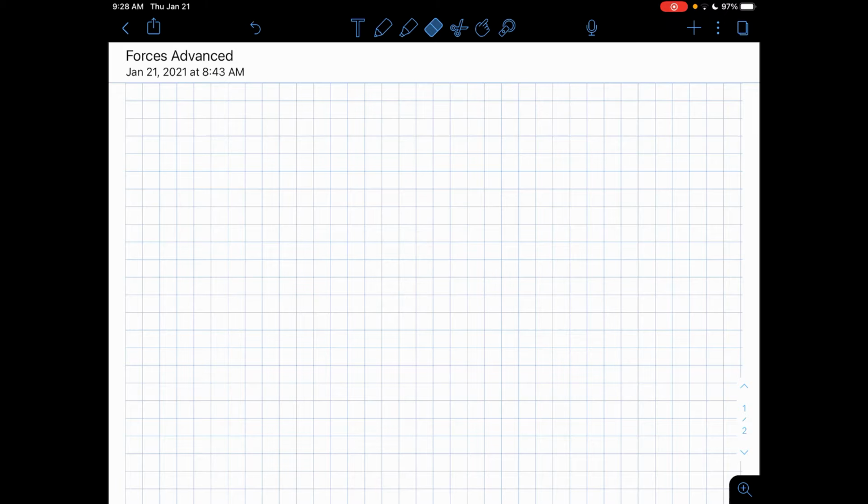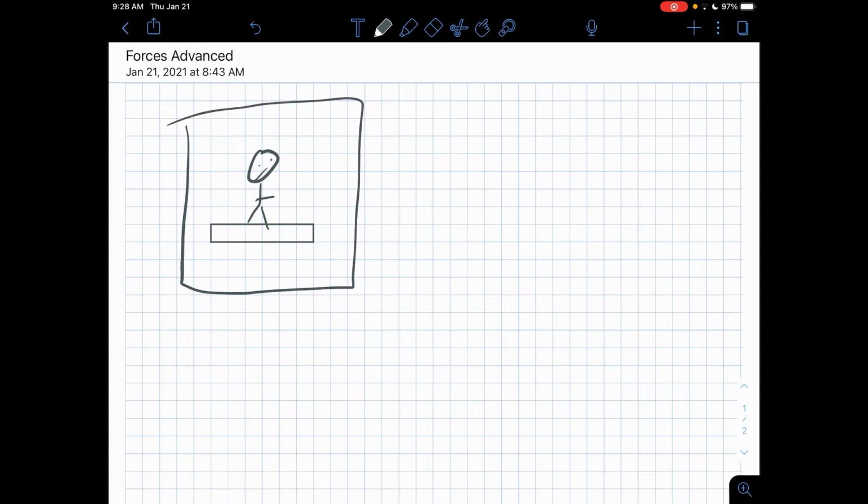So what is an elevator problem? Now, typically speaking, an elevator problem is when you have an object sitting or standing on a scale inside an elevator. So that's our scale. And it's usually a person that they use in examples. I don't know why, but that's what they do. And they are in an elevator. Don't ask why it's floating. It just is the scale.